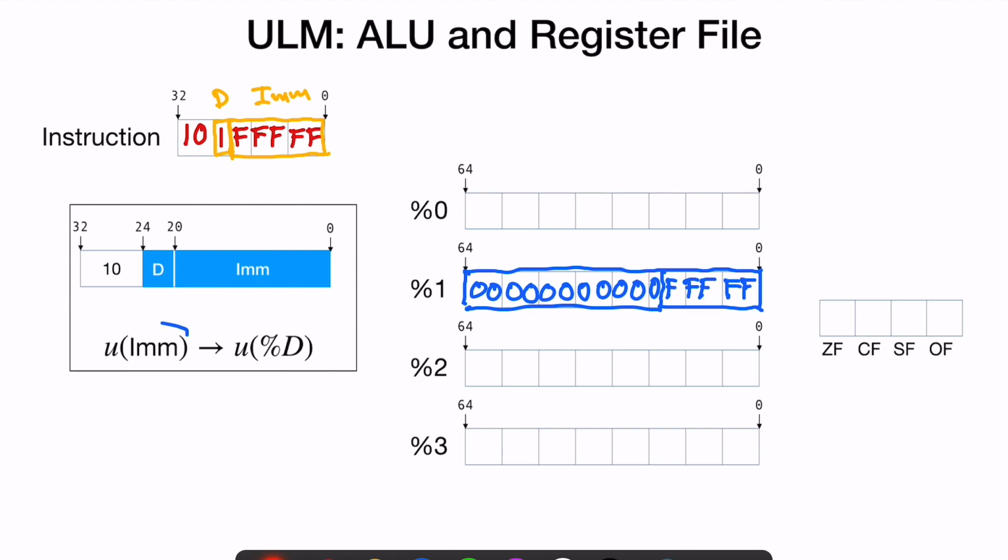Well, on the left hand side we have the unsigned value of a bit pattern in hex with 5 hex Fs. And on the right hand side we have the unsigned value of register 1. And in register 1 we have 0, lots of zeros, and then we have the bit pattern that we specified. And these two values equal to each other.